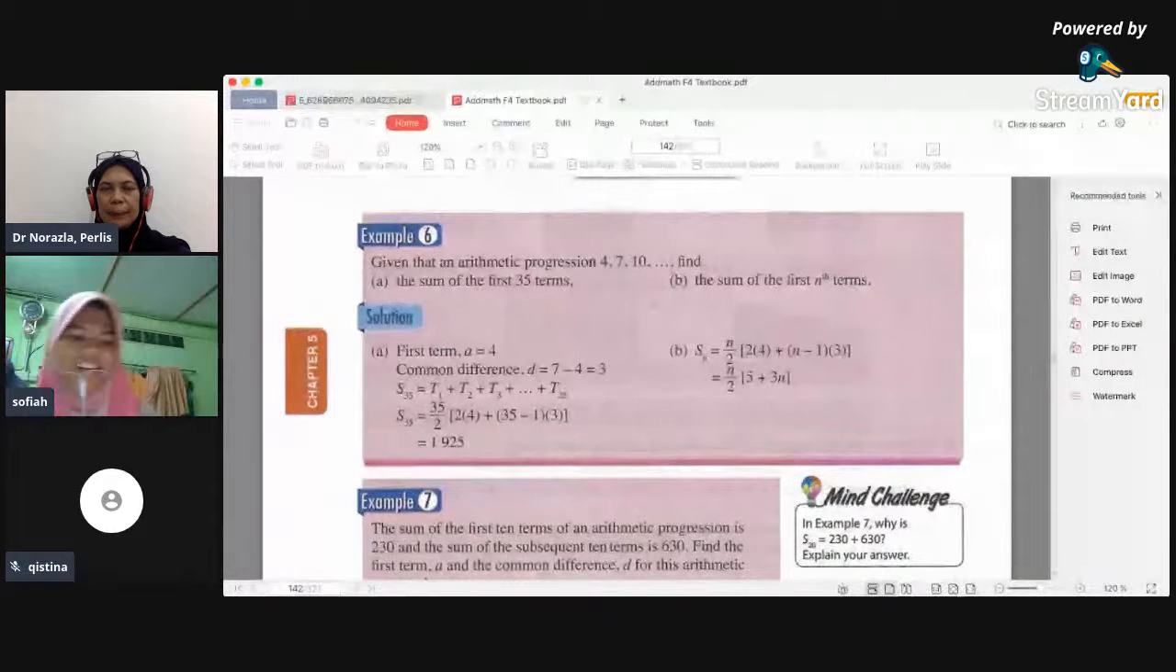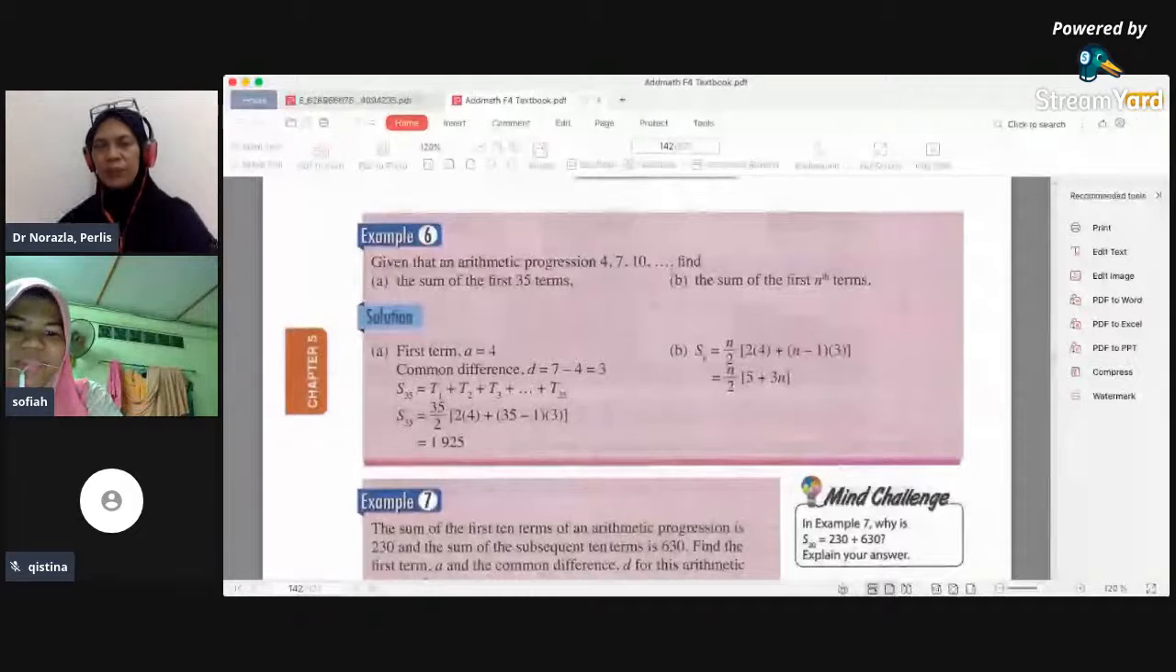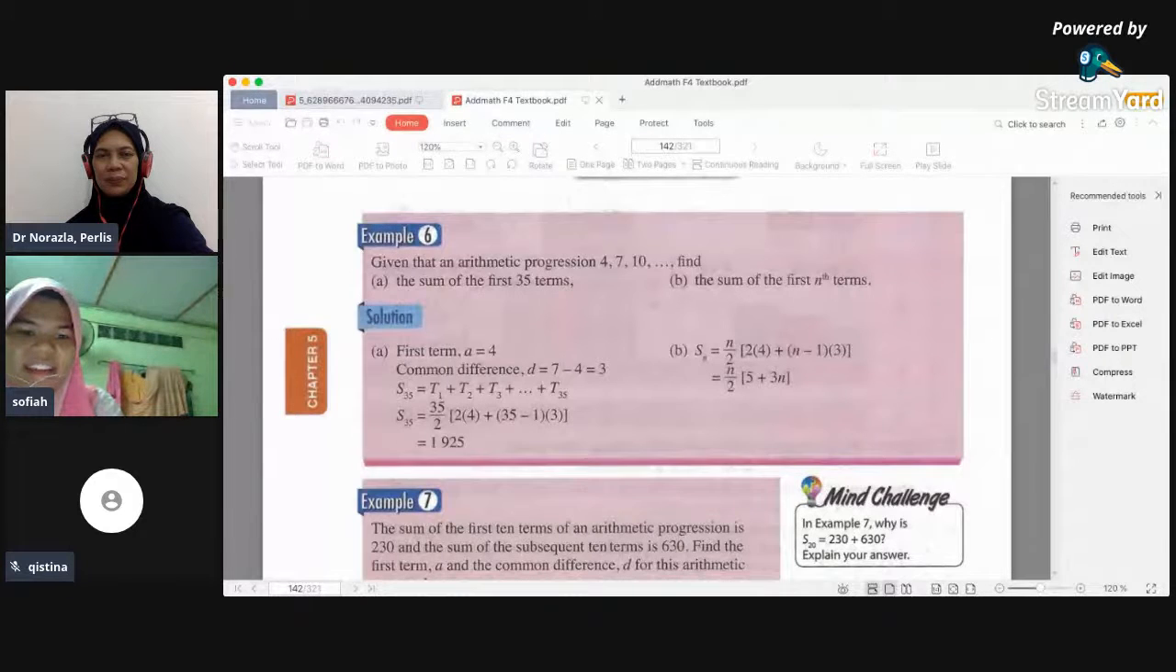Okay. Now we're gonna look at example 6. The question says, given that an arithmetic progression 4, 7, 10 and so on, find A, the sum of the first 35 terms. No, you kena cakap 4, 7, 10 and so on. Oh, okay. Okay, saya start lain. The question says, given that an arithmetic progression 4, 7, 10 and so on, find A, the sum of the first 35 terms.